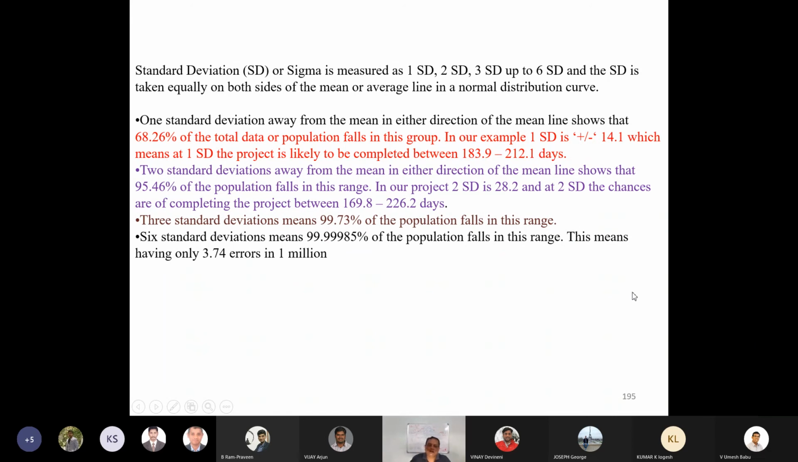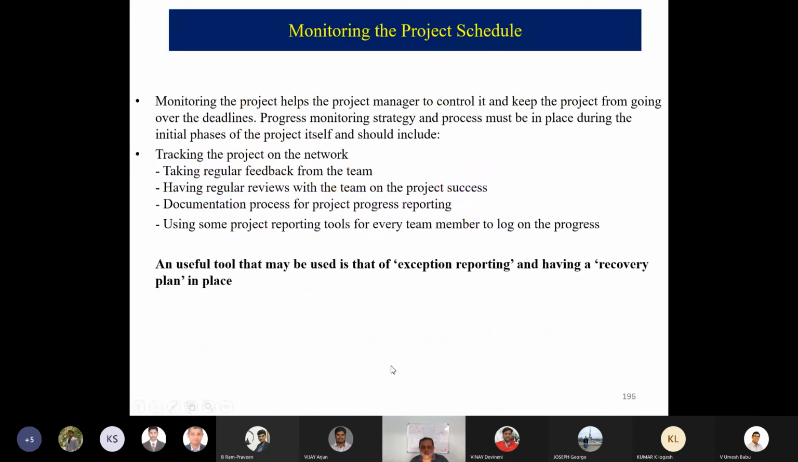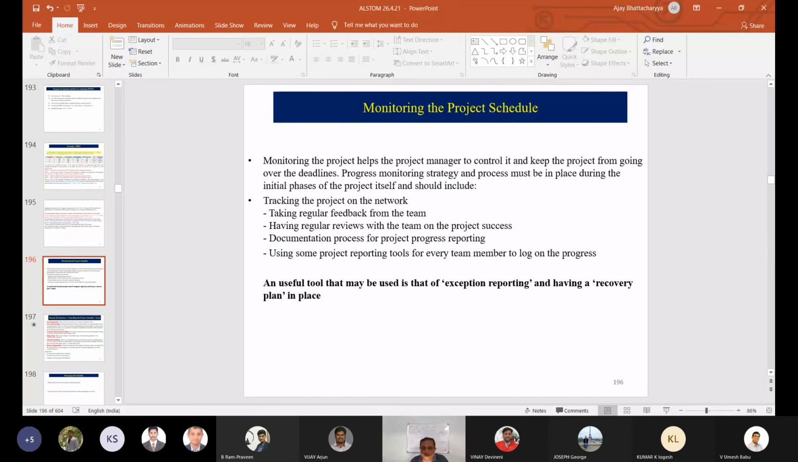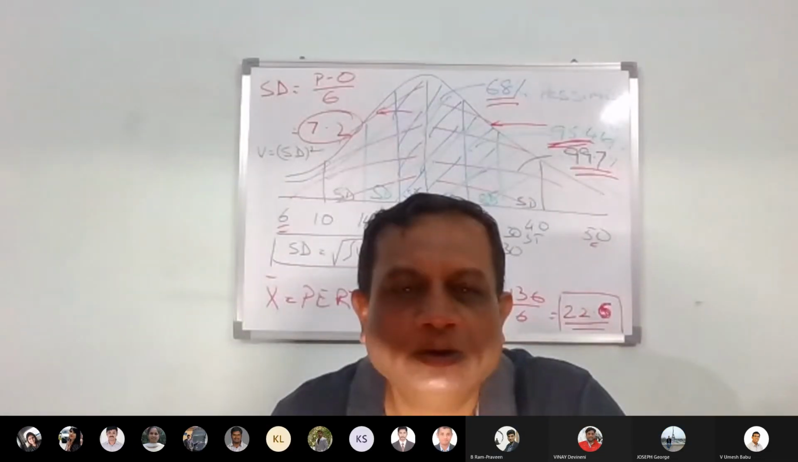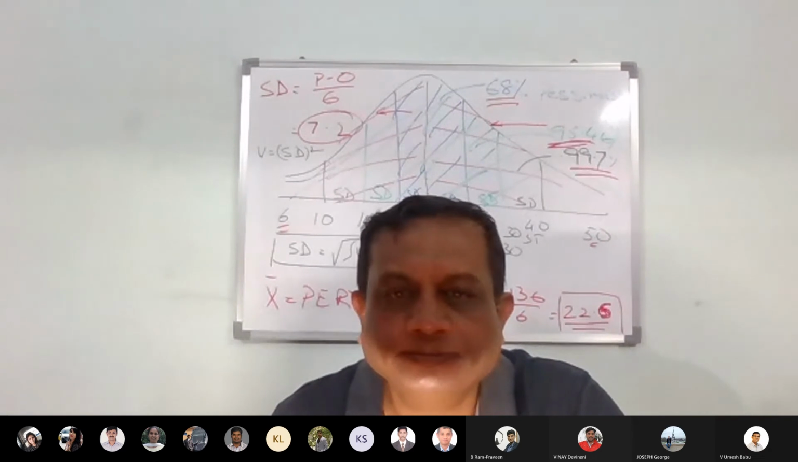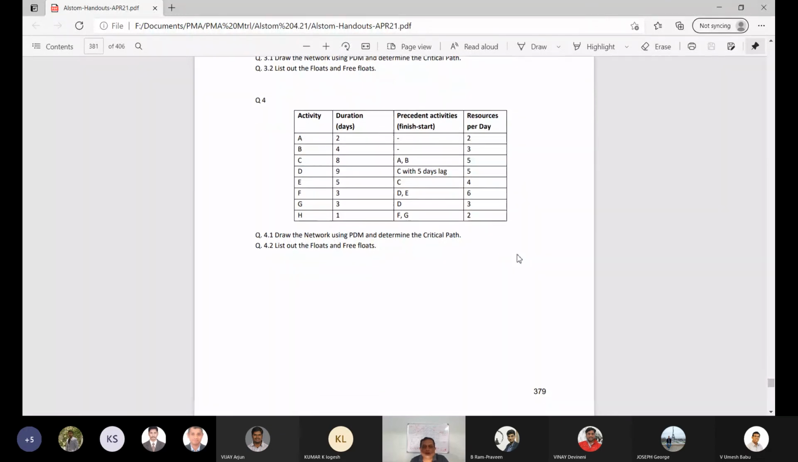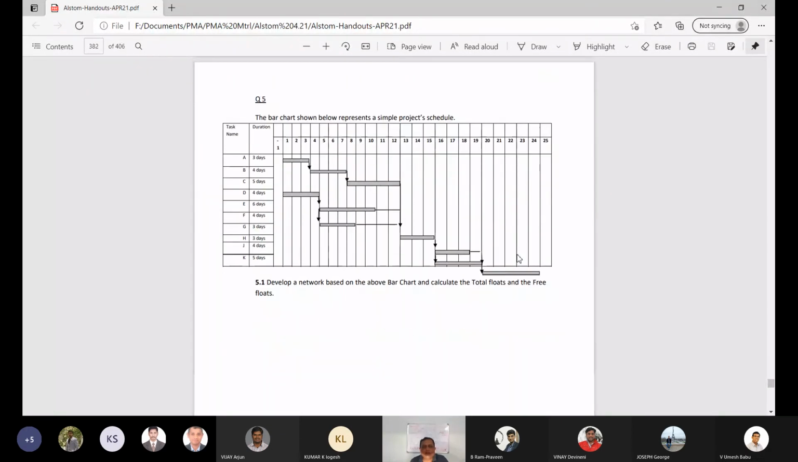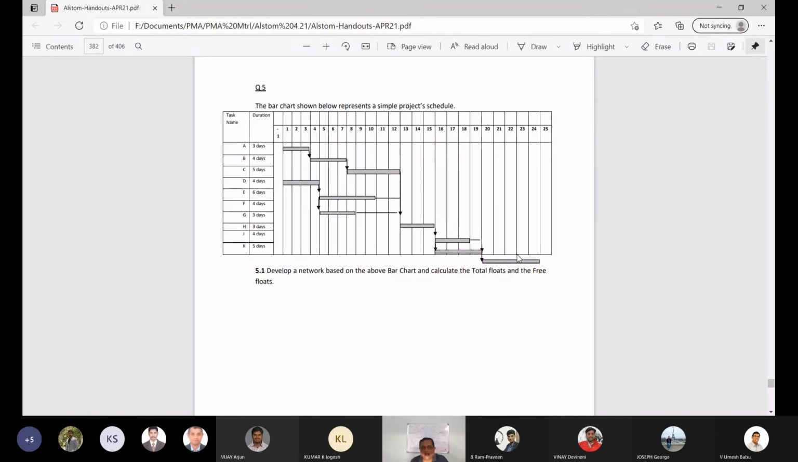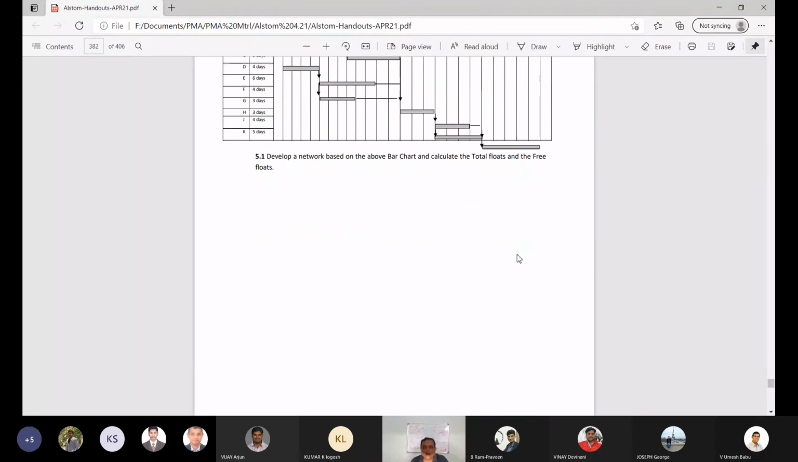Okay. So that takes us to the next homework. Just a minute. Okay, just a minute. Let me flash it for you. So this one with the lag is there at page 279. Question number 5, converting a bar chart into a network is also there.